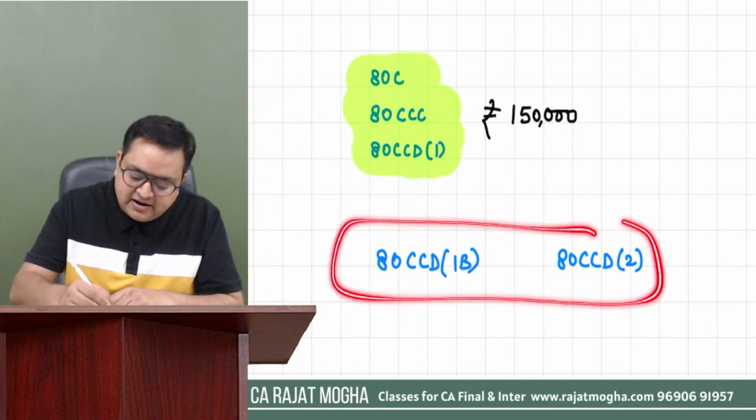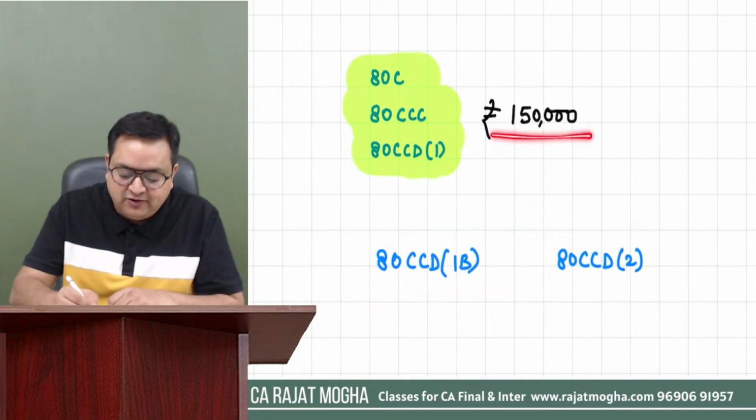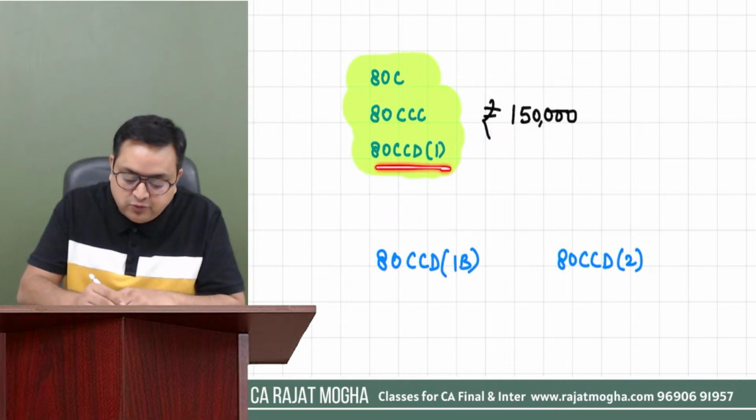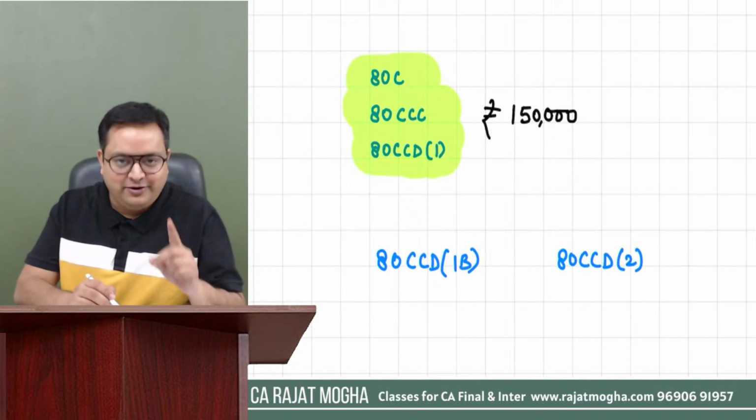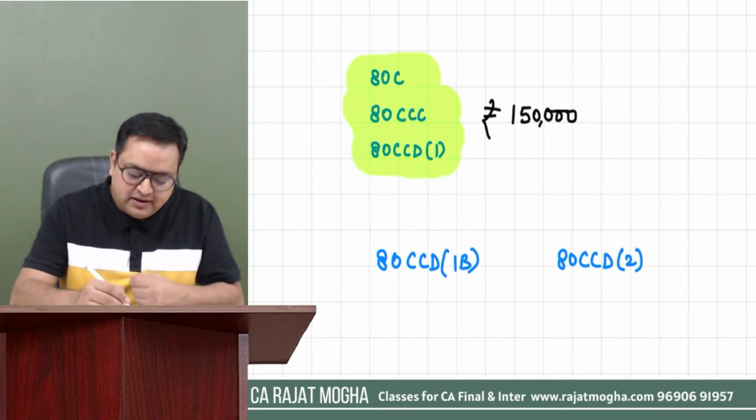These two sections are out of this limit. So the 1,50,000 limit is only applicable to 80CCD1. Got it? Okay. Coming back.